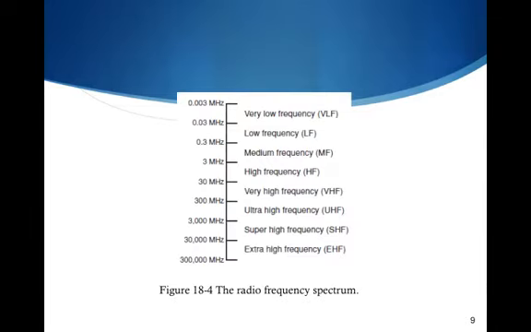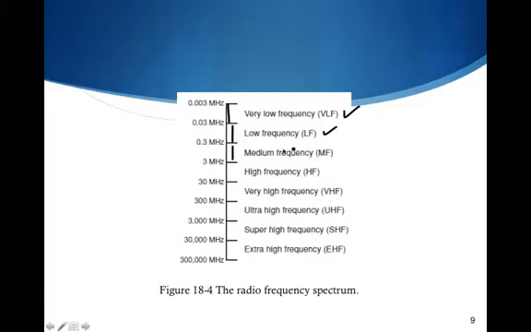This is the radio frequency spectrum, figure 18.4 in your book. And I would look over a few of these. I believe you have a couple of homework questions over this. Very low frequency is from this range here. 0.03 to 0.3, low frequency.